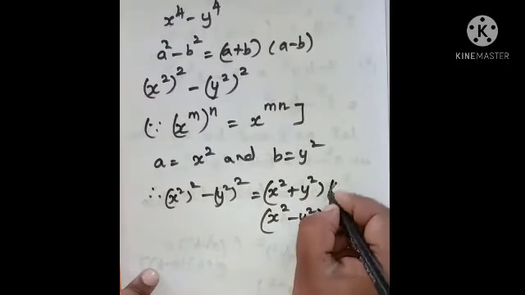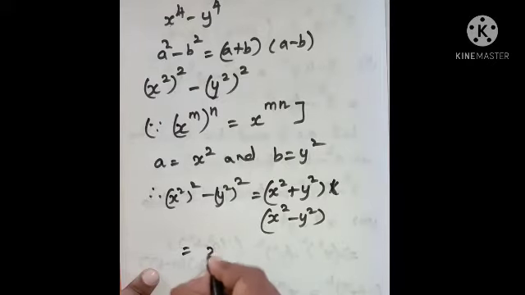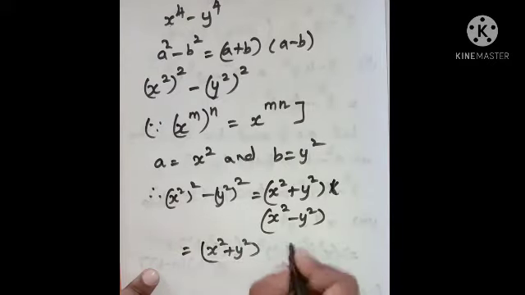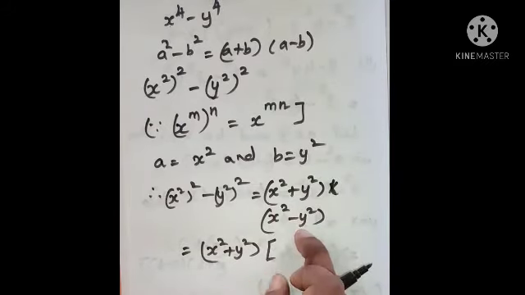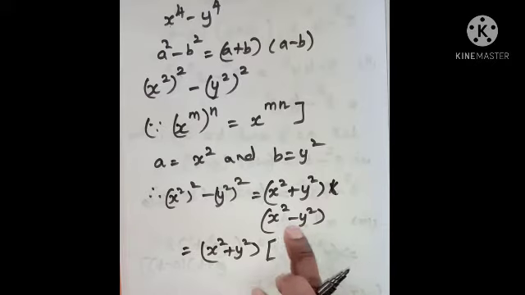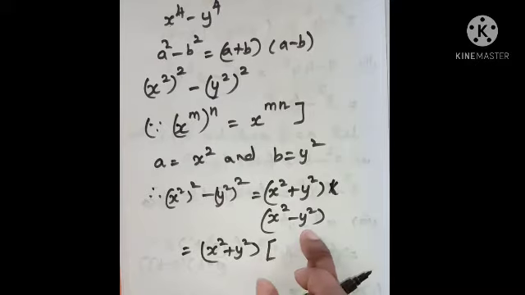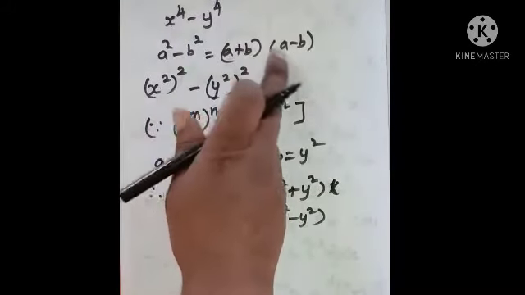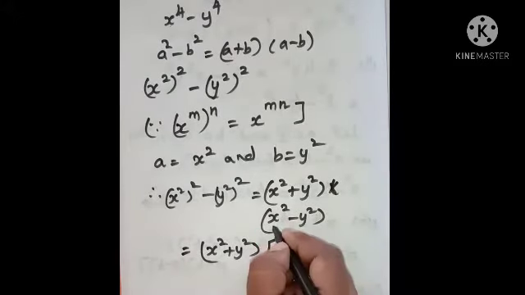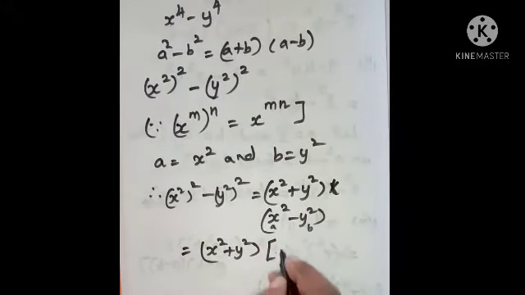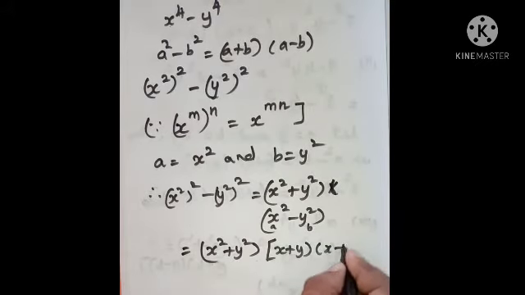Now children, here x square plus y square, we can't factorize x square plus y square. But what about x square minus y square? Yes, it is of the form a square minus b square. That is (a plus b) into (a minus b). So here a is x and b is y. So we can write (x plus y) into (x minus y).